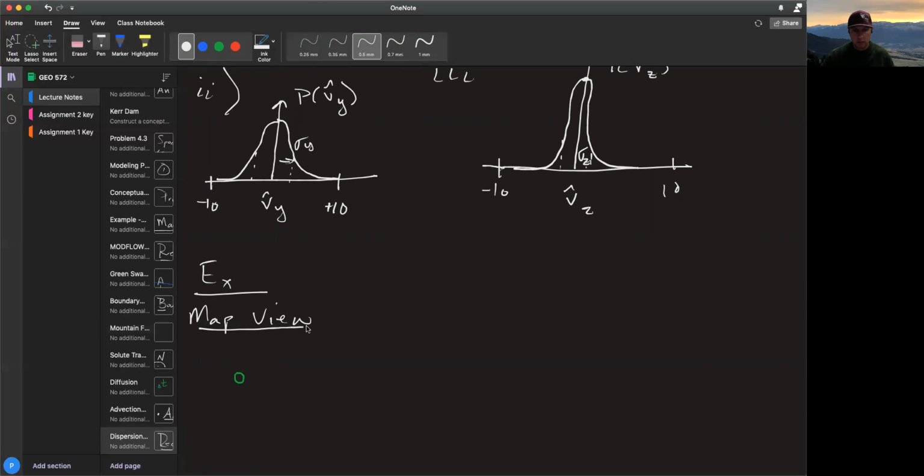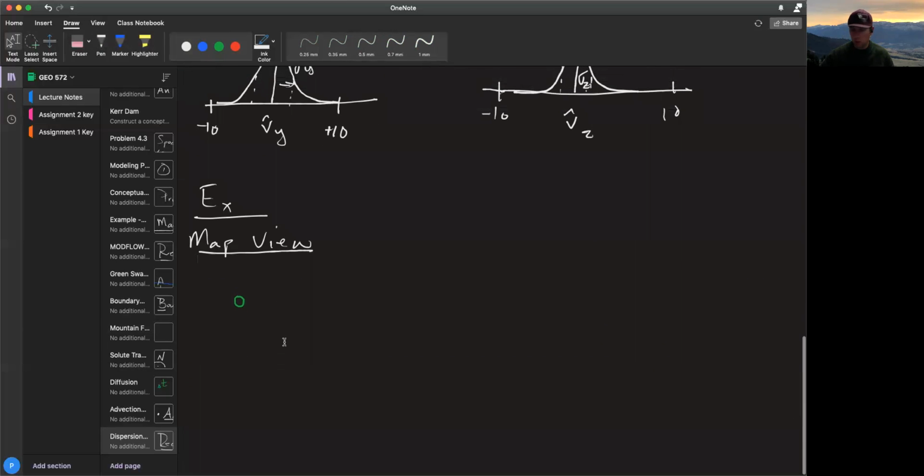In this view, the coordinate system looks like this. Here's the x direction. Here's the y direction. All right, and we start off with a point source. So at time 0, we put a drop of some solute in our groundwater flow direction, and the mean groundwater flow is here. All right, this is our average groundwater flow.